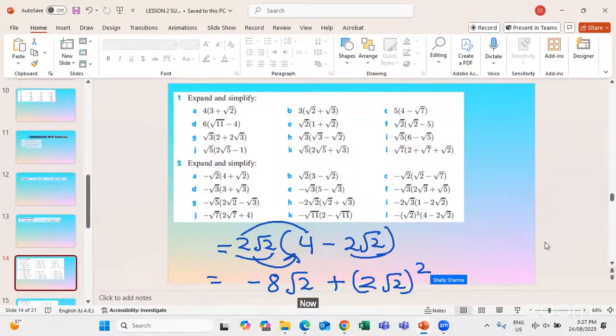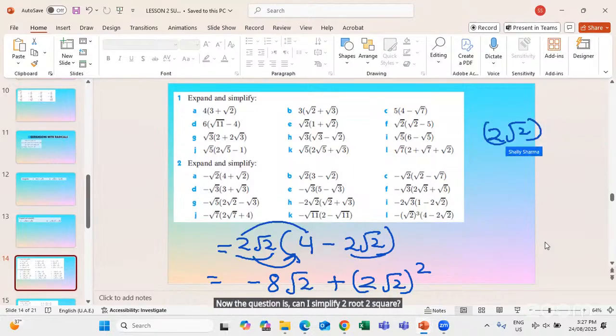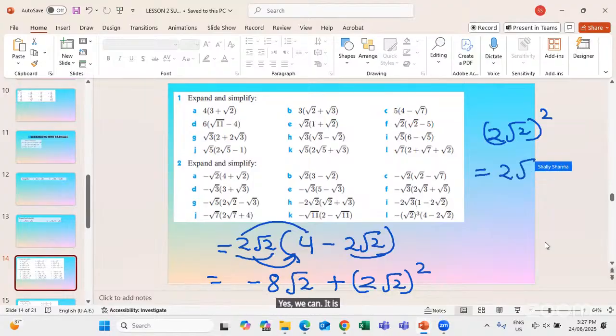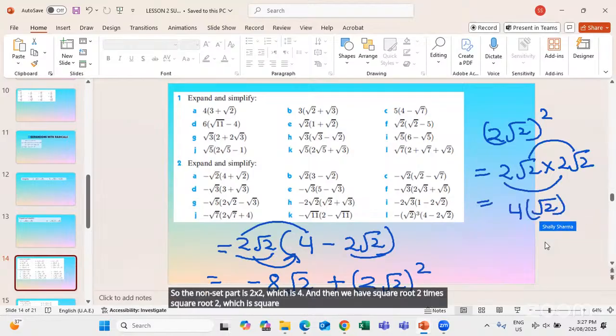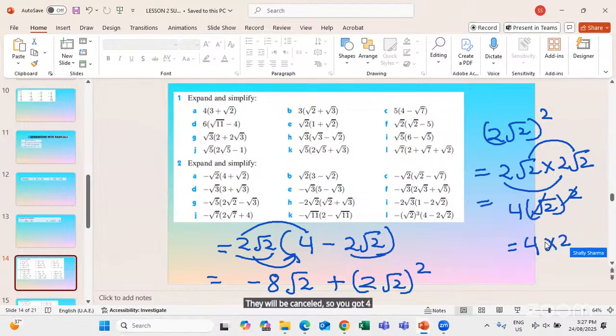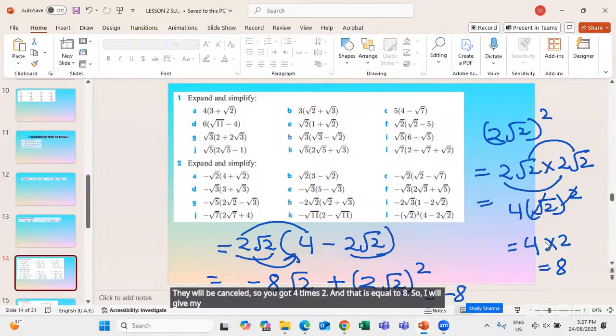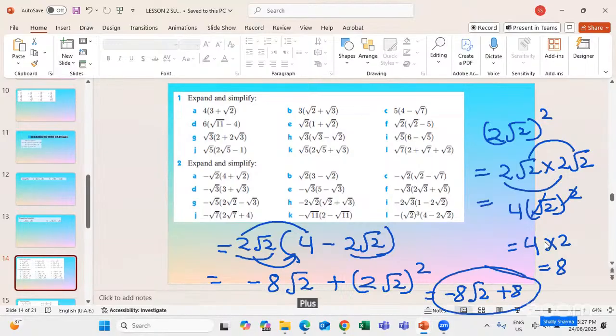Now the question is, can I simplify 2 root 2 squared? Yes, we can. It is 2 root 2 times 2 root 2. So the non-surd part is 2 times 2, which is 4. And then we have square root 2 times square root 2, which is square root 2 squared. They will be cancelled. So you get 4 times 2 and that is equal to 8. So I will give my final answer as negative 8 root 2 plus 8. This is the final answer.